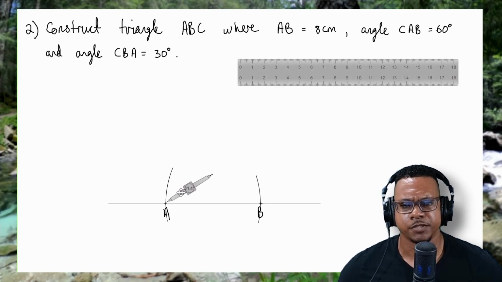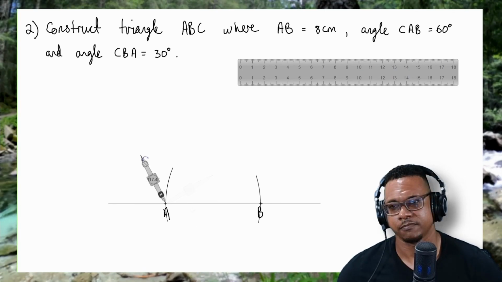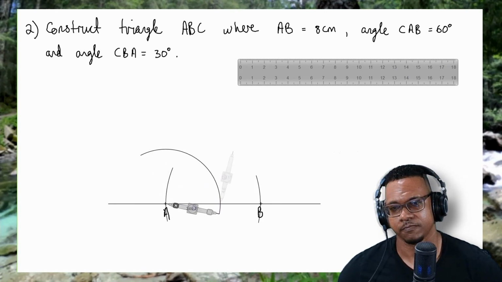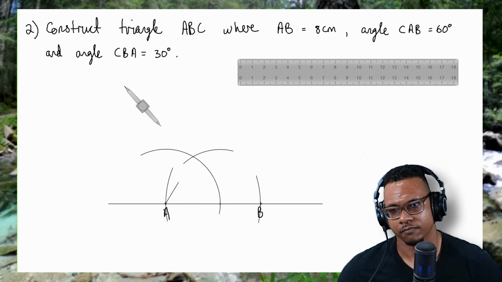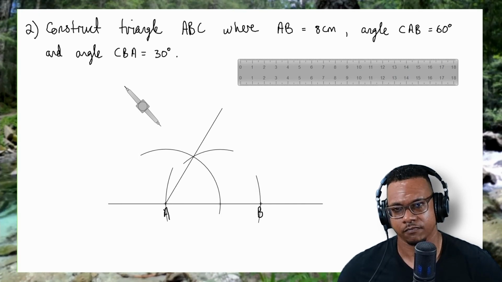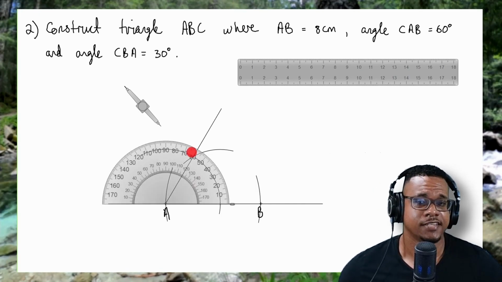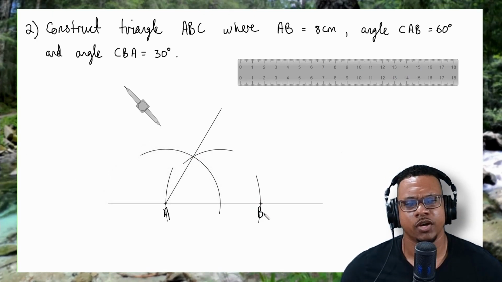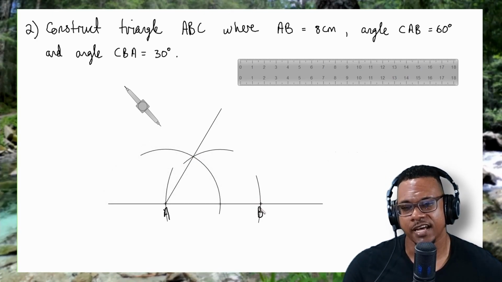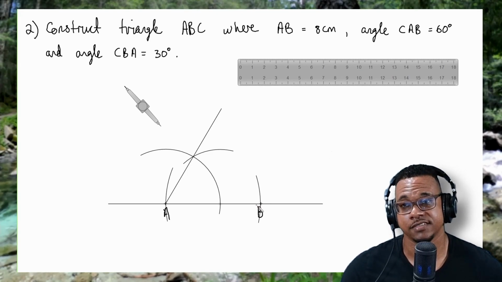So choose a distance that you are comfortable with and that works well with the space that you have. I'm going to place my compass point at A, and I'm going to construct a 60-degree angle. We can clearly see that this angle is 60 degrees. Now at point B, we are going to construct a 60-degree angle and then bisect it so that we'll get 30 degrees.